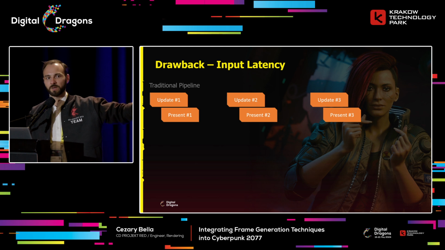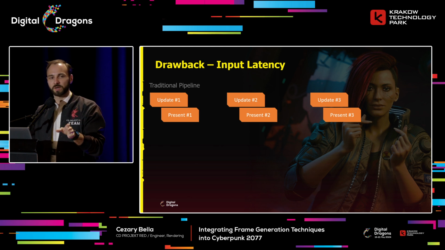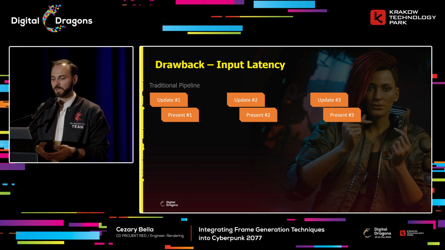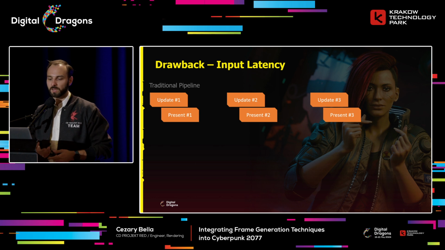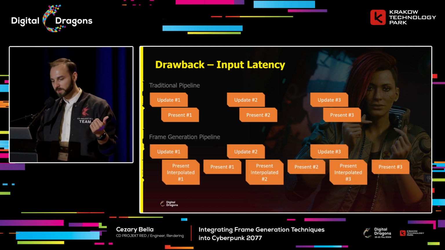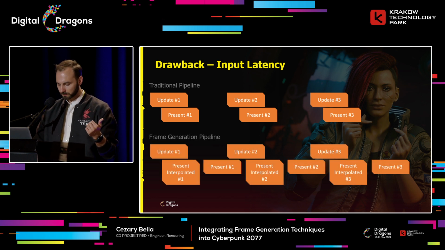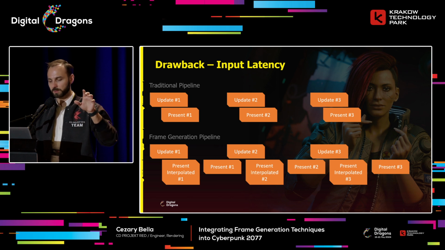Because in a traditional pipeline, once again, we do have our update and present, and of course, there is some latency related to how we need to process our input, how we need to do the update, do the simulation, and schedule all the rendering. But it's still within the frame, right? But with the frame generation pipeline, as you can see in here, it's not that easy, because we're doing our update, and whenever we do our present in a game, the frame generation presents the interpolated frame, and then after a while, it presents the original frame.